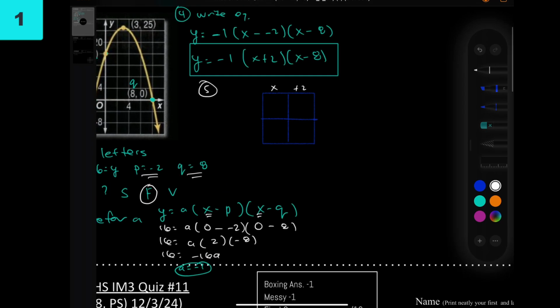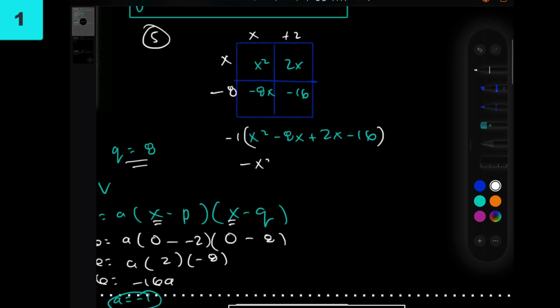So X plus 2, X minus 8, X squared, 2X, -8X, and -16. And then you have to multiply that by -1. So this would give you -x squared, 8x, should have just combined like terms there, minus 2x plus 16. So -x squared plus 6x plus 16.